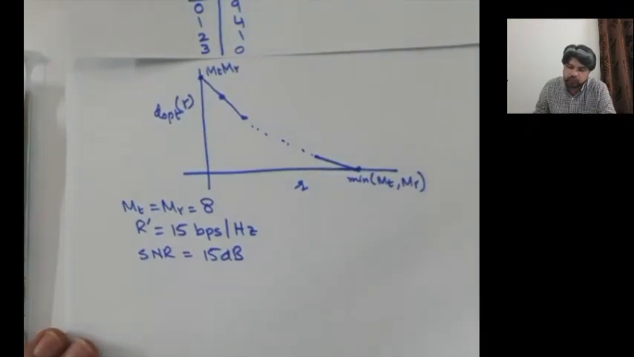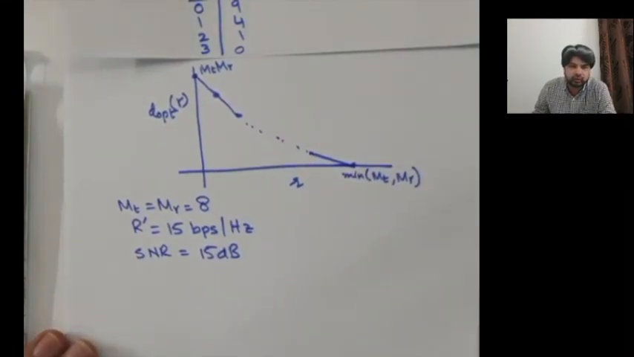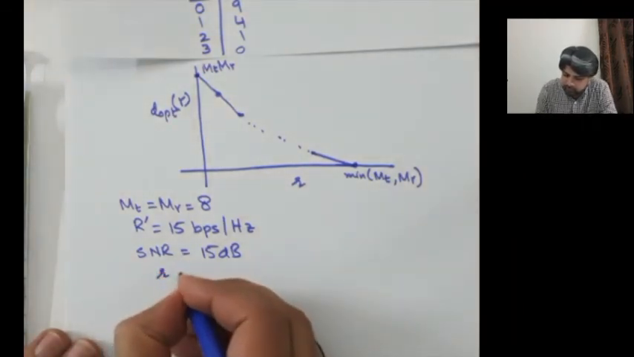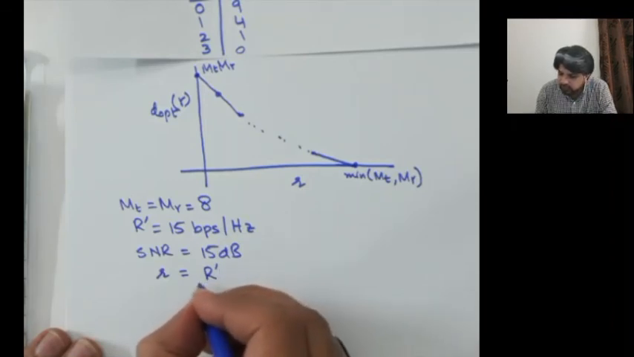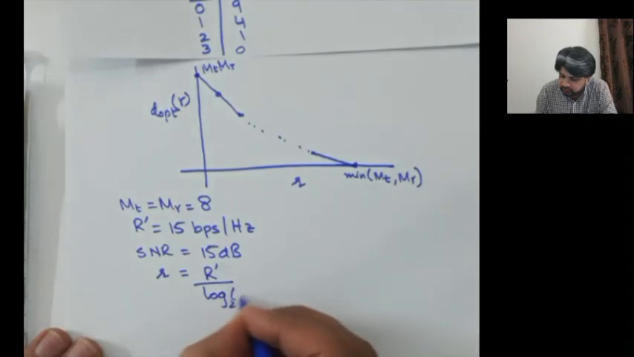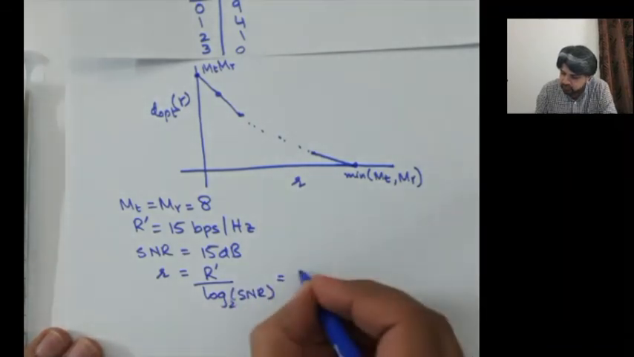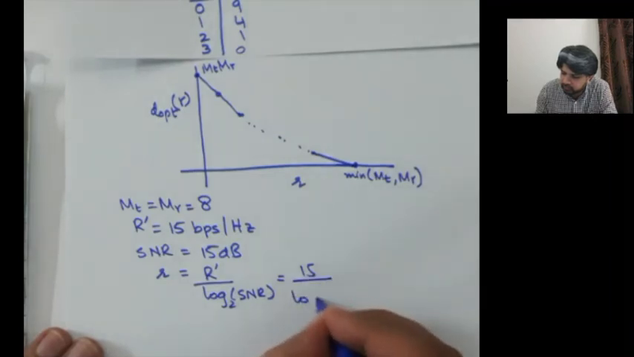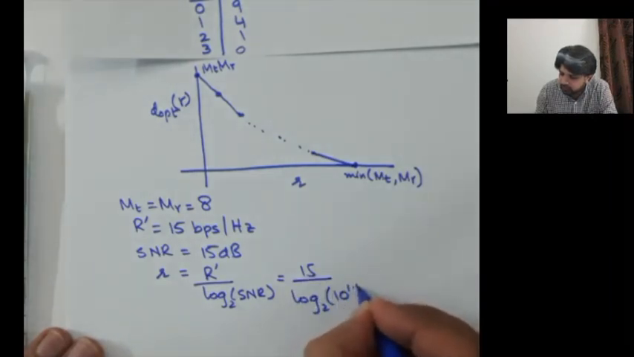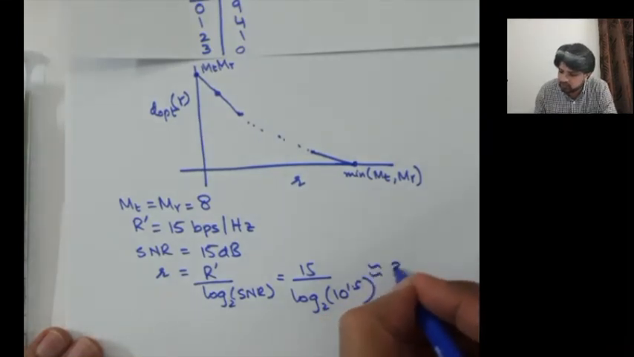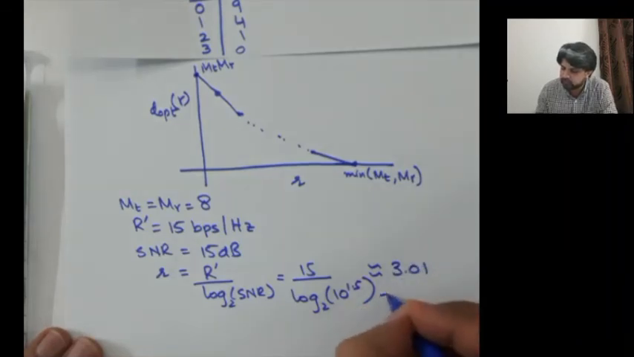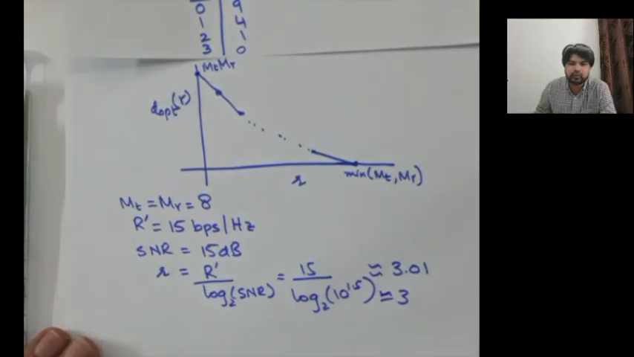And now you want to compute which number of dimensions should be used for multiplexing and which should be used for diversity. So remember, your R, which is your multiplexing gain, is nothing but your R prime as a function of SNR divided by log base 2 of SNR. So that would be equal to 15 bits per second per hertz divided by log base 2 of 10 to the power 1.5. That is your SNR in the linear scale, and that would be approximately equal to 3.